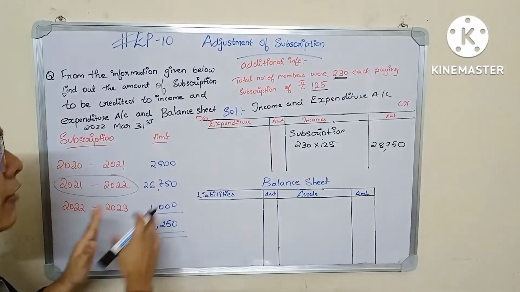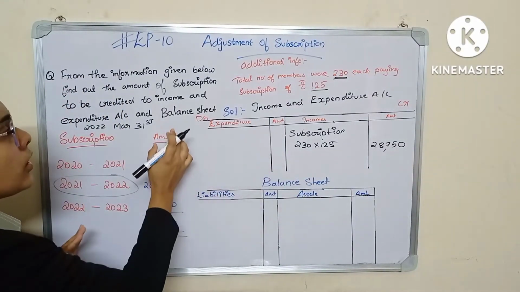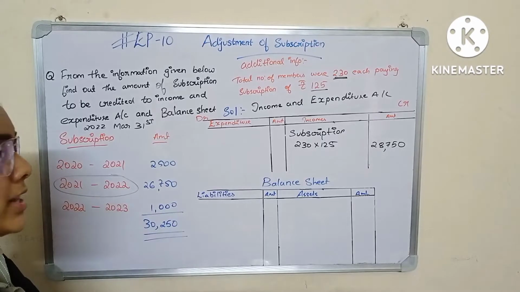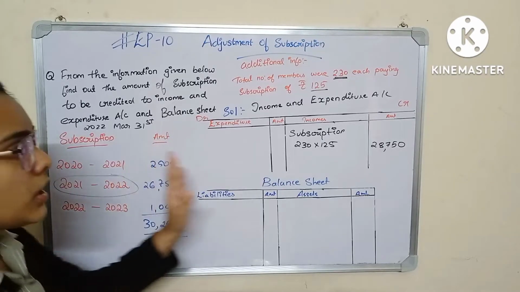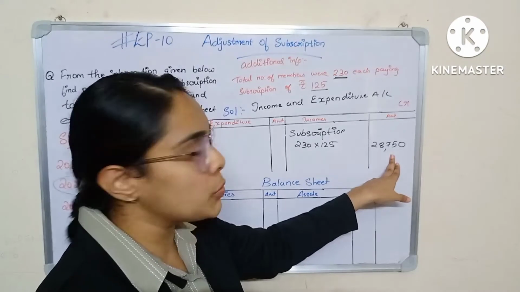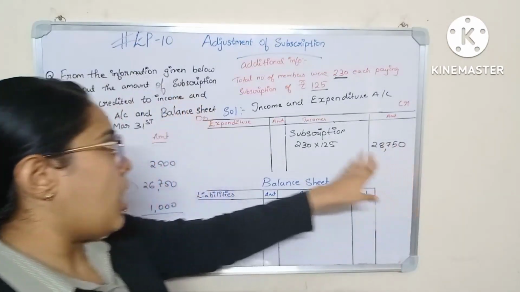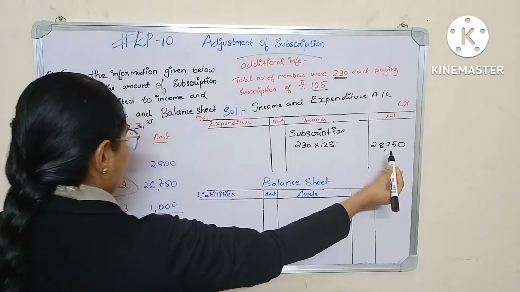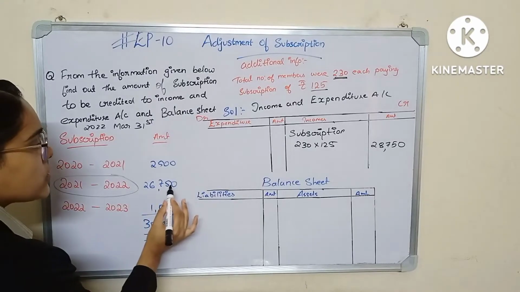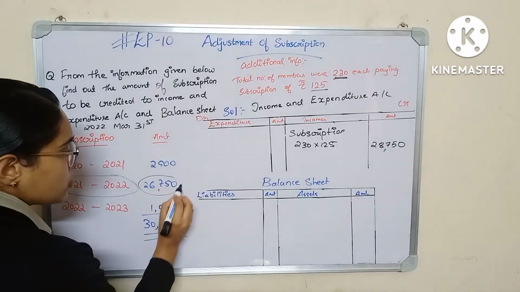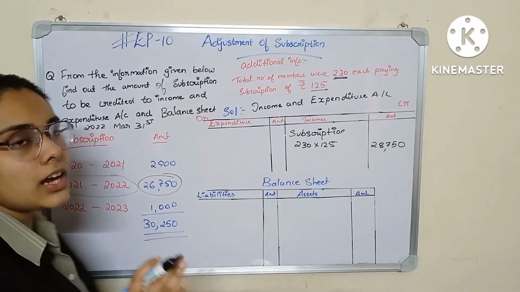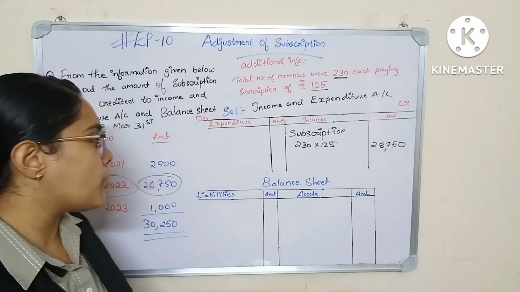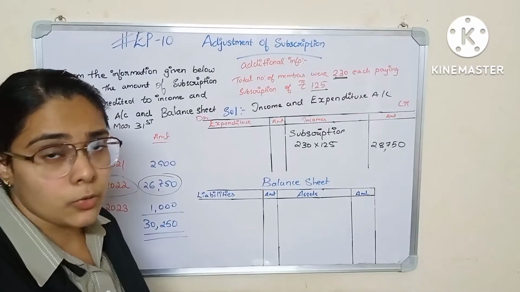Okay, the question is not complete. Only half of it is completed. We have to show the amount in the balance sheet as well. So how will you show that? You know that 28,750 is the amount to be received during the year as subscription. But how much have you received? Out of this amount, you only received 26,750. So there is a shortfall, or an outstanding or accrued income, of how many rupees? 2,000 rupees.